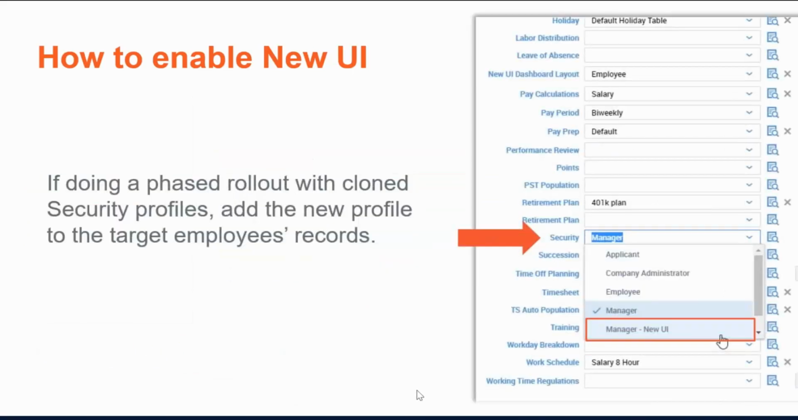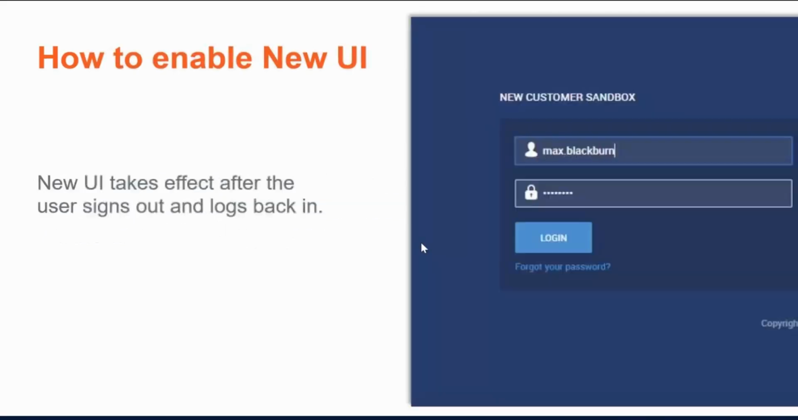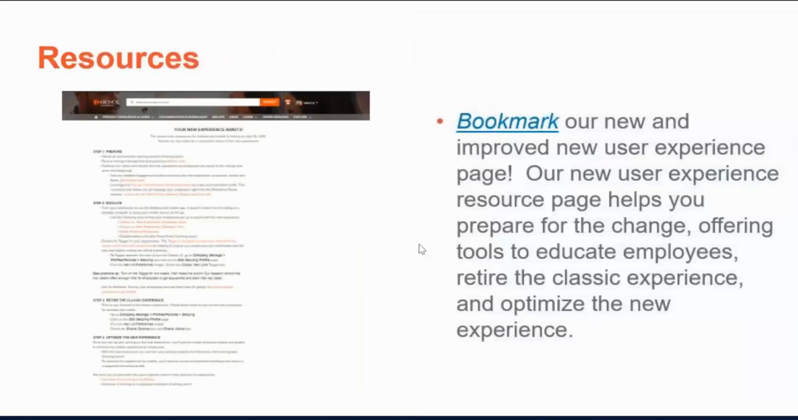Once you enable that toggle in the security profile, and you have that profile created, so we called it company administrator new UI, or in this case manager new UI, all I have to do is go to the profile of the employee I want to change, and change their security from manager to manager new UI. Of course, save it. The next time that person logs into the system, they're going to be on the new user interface. It takes effect almost immediately.